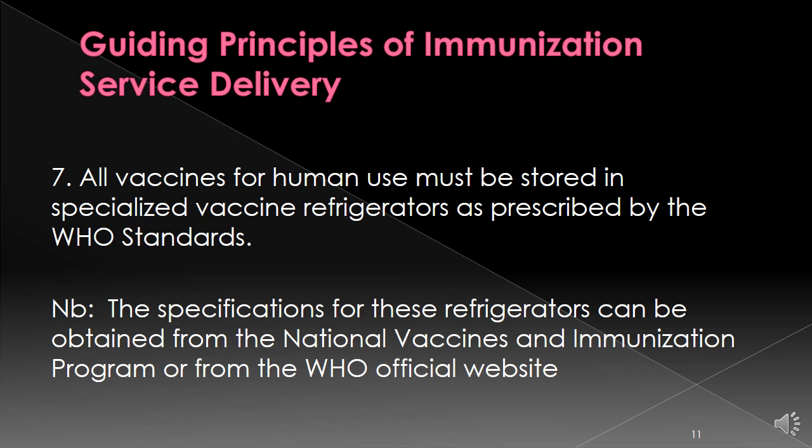Guiding principle number 7, all vaccines for human use must be stored in specialized vaccine refrigerators as prescribed by the WHO standards. So, the cold chain here, we are talking about it, the refrigeration must meet the WHO standards. So, how does a facility know what the standards are? They make reference to the National Vaccines and Immunization Program or the WHO official website. That is where you can find the standards. And make sure that the refrigerators at the facility level are meeting those minimum standards.